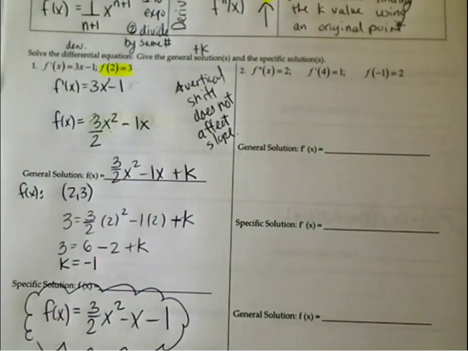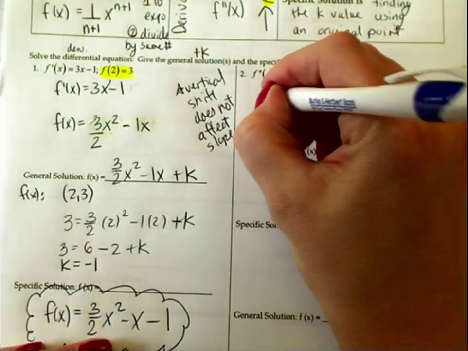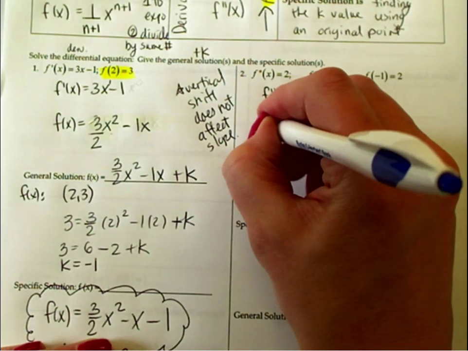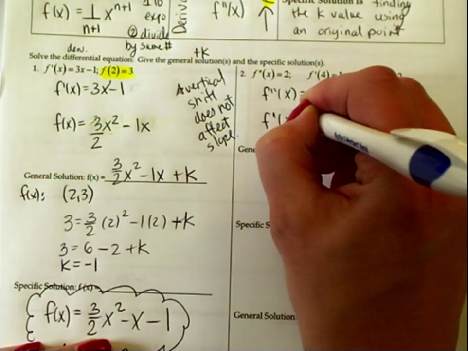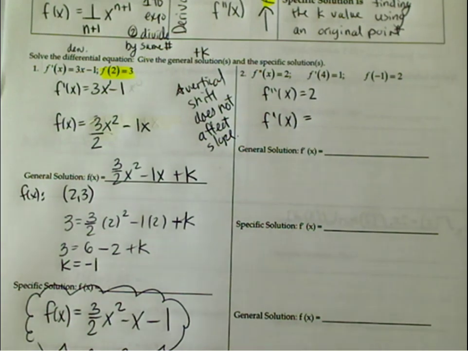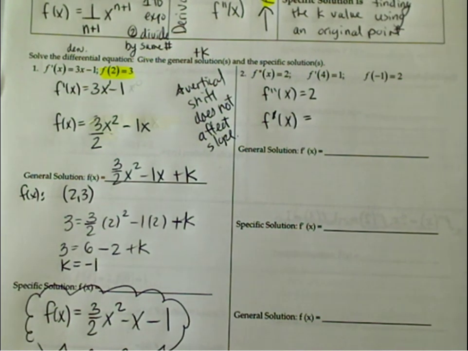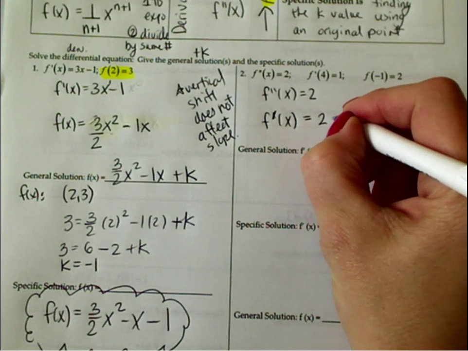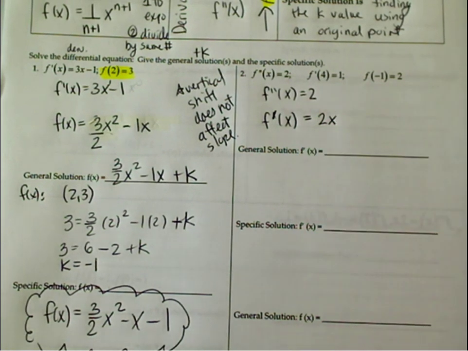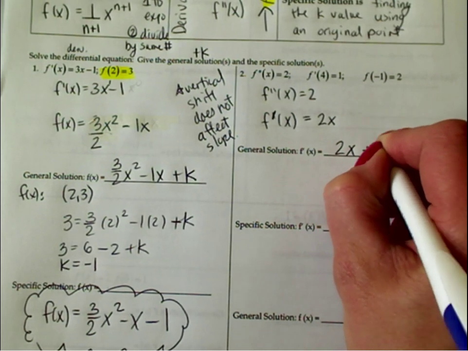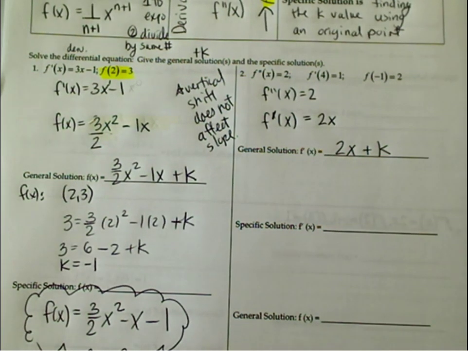Okay. I'm going to start by writing down my second derivative. And then I'm going to do my antiderivative rule. Right, that's one slash. Go backwards once. 2x. Yeah, what's your general solution? 2x plus k.